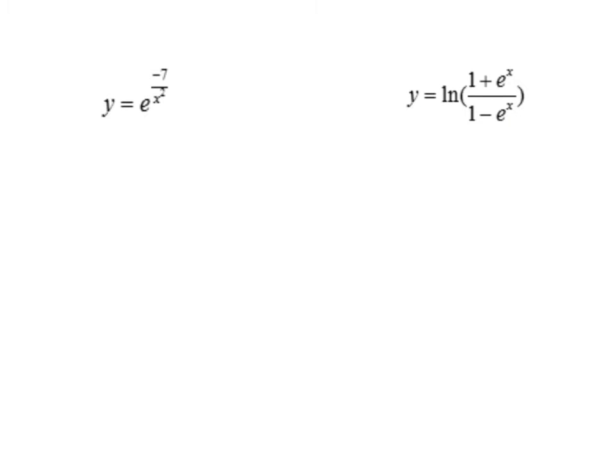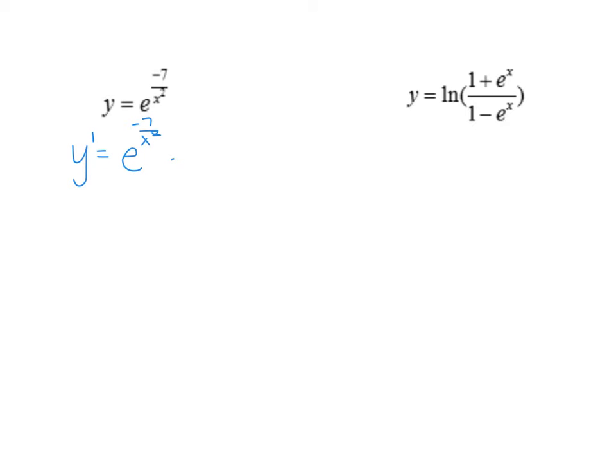So in this one, we have two examples. The first one here is y equals e to the negative 7 over e to the x squared. Okay, so what we do here is we go ahead and we take the derivative. And remember that it's the same thing, negative 7 over x squared times the derivative of the exponent.